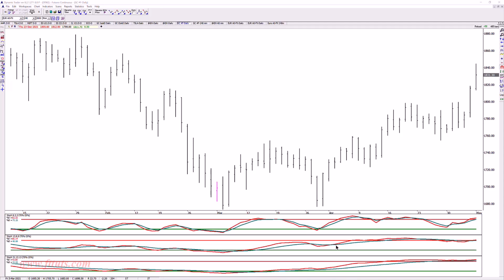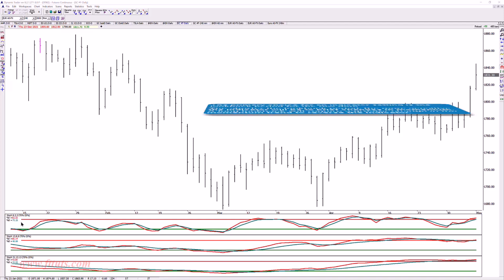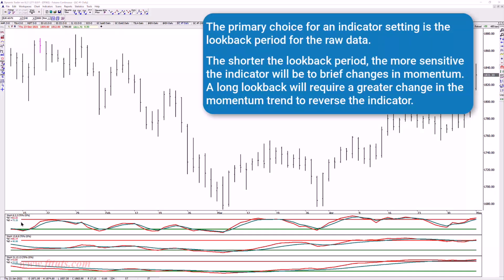So let's take a look at the data I have here. It's just gold daily data. And all three of the indicators at the bottom of the chart are stochastics. They're all three different settings, from relatively short look back to a relatively long look back. And of course, the shorter the look back period that you choose for any indicator, the more sensitive it's going to be to reversals of price trend and momentum cycles.